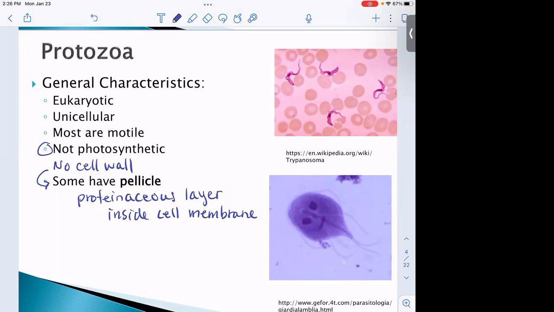Here are a couple of examples of protozoa. Trypanosomes, one of the parasitic ones that cause disease. Incidentally, when protozoa cause disease, we correctly call them parasites because they're a eukaryotic pathogen. If a bacteria or a virus causes a disease, then we call them pathogens. Again, sometimes those words are used a little interchangeably as well.